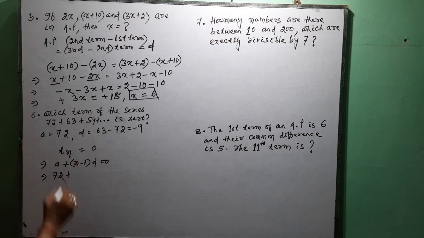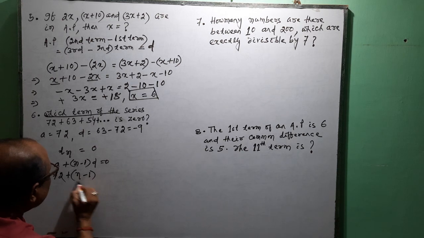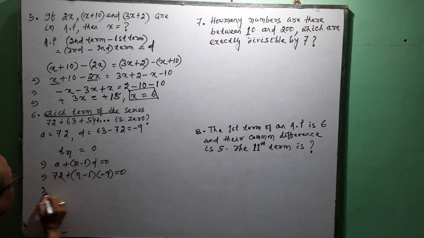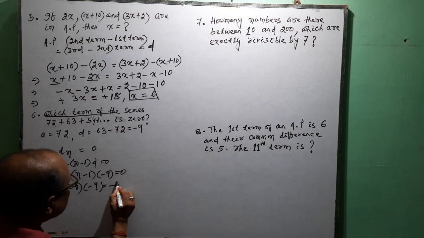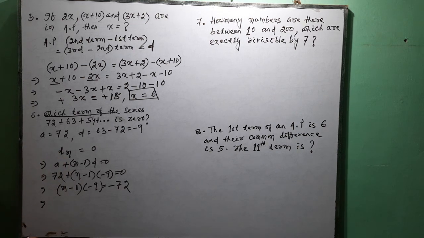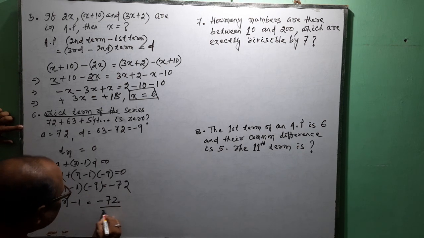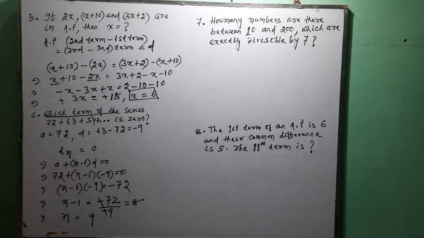N is not given, as the question asks for which term. Then n minus 1 whole into D, minus 9, is equal to 0. Look, n minus 1 into minus 9 is equal to minus 72. This means n minus 1 is equal to minus 72 by minus 9, minus minus cancel, it is 8. So n is equal to 9. The ninth term of the series is 0.